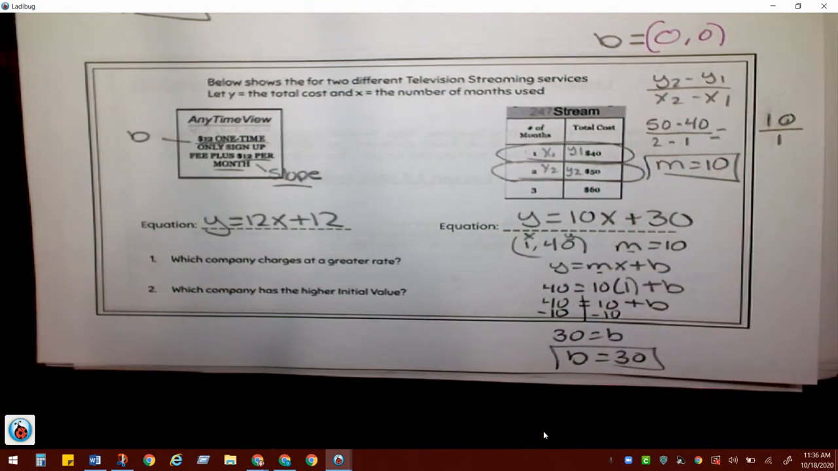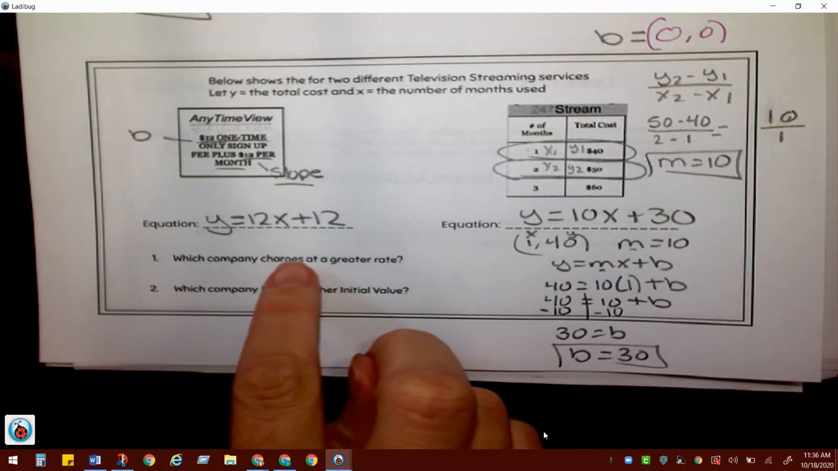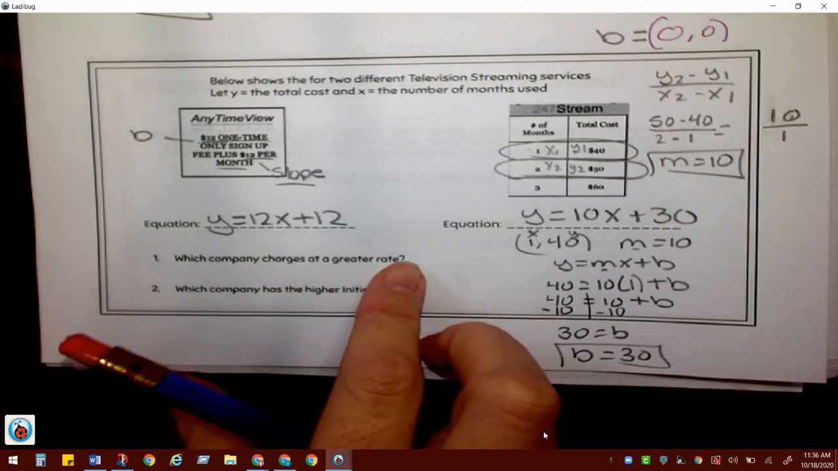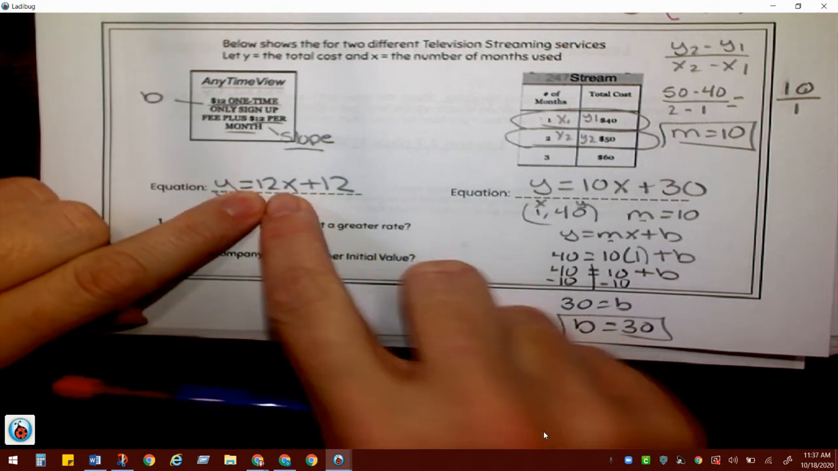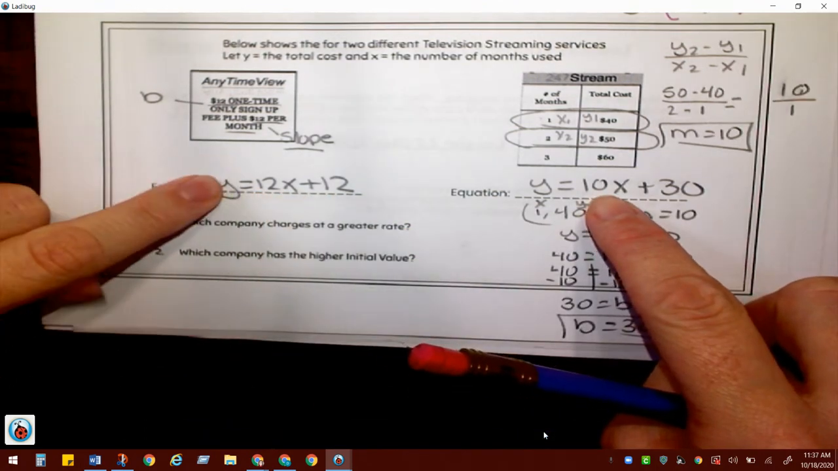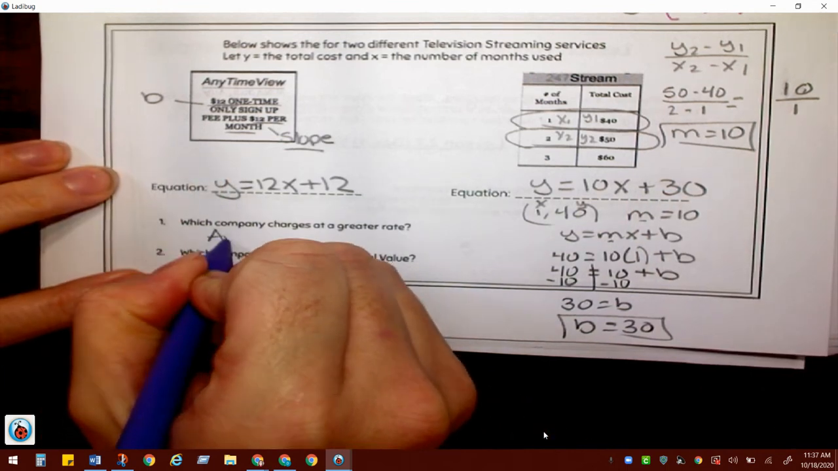And now we can compare. So, which company charges at a greater rate? The greater rate, right, we're looking for the higher slope. We have a slope of 12 and a slope of 10. So for sure this one's higher. So Anytime View.